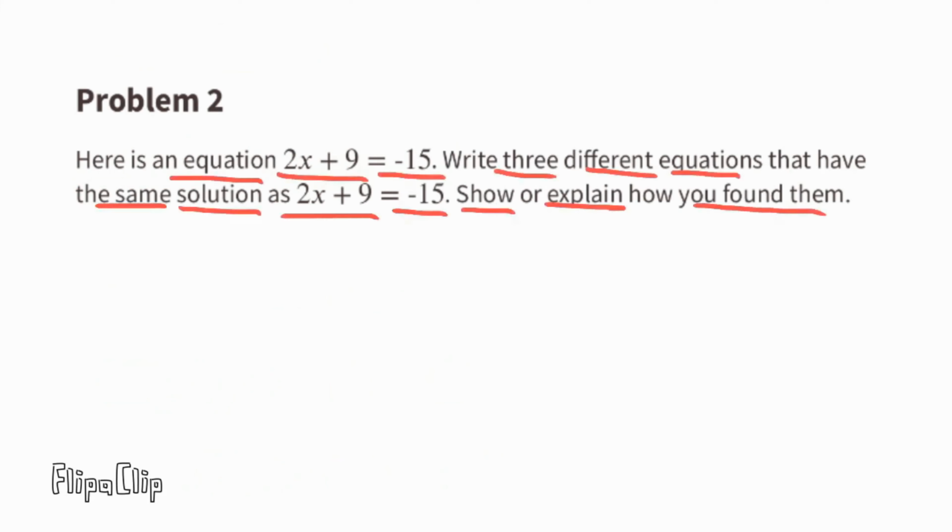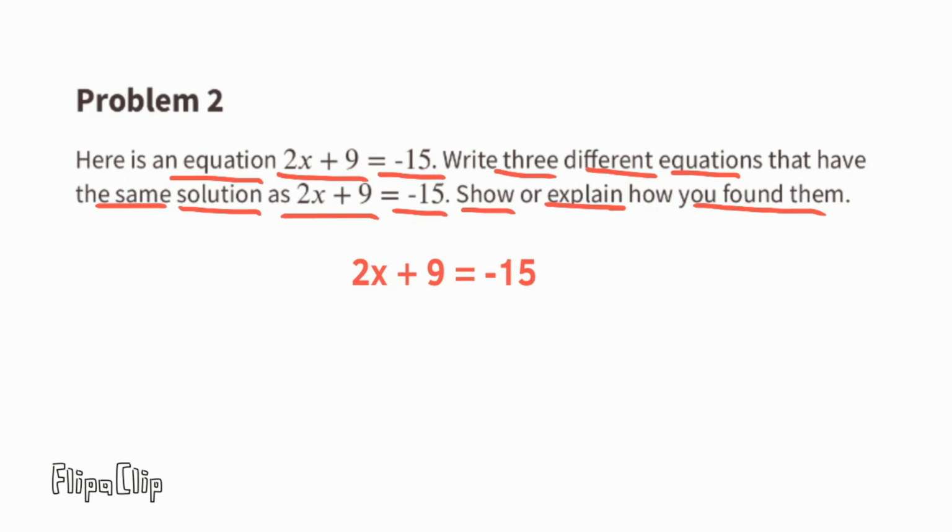Problem number 2. Here's an equation. 2x plus 9 equals negative 15. Write 3 different equations that have the same solution as 2x plus 9 equals negative 15. Show or explain how you found them.